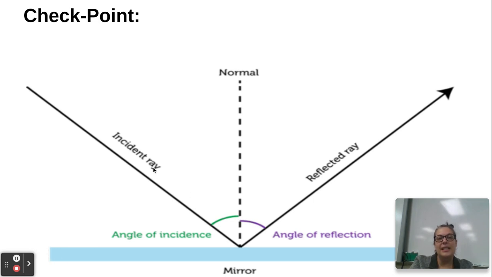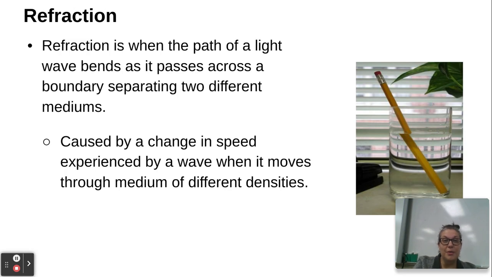So, incident ray coming in, reflected, bouncing off, normal, that 90-degree perpendicular line, angle of incidence between incident ray and normal, angle of reflection between normal and reflected ray. Take a moment to pause the video if you need to add anything to your paper. Otherwise, we're going to move on to refraction.